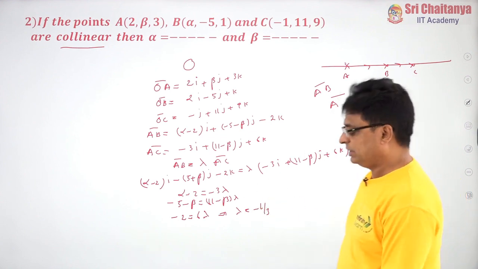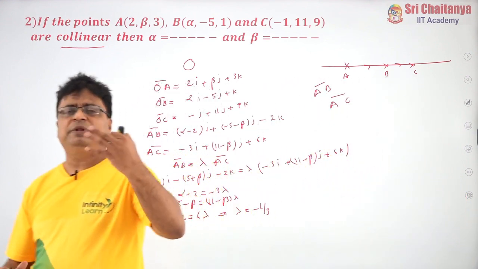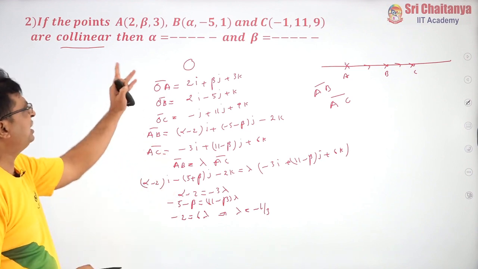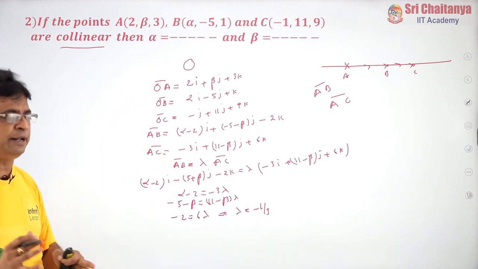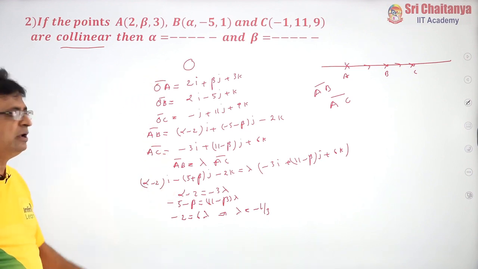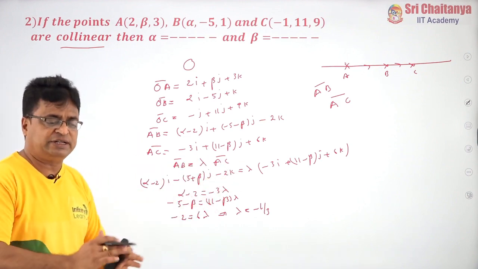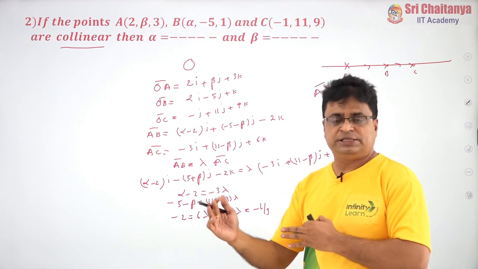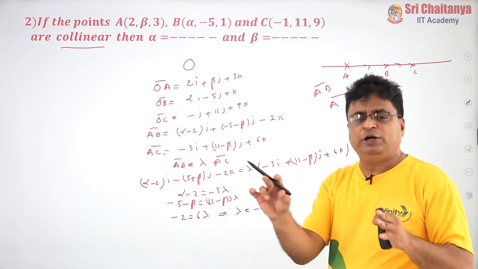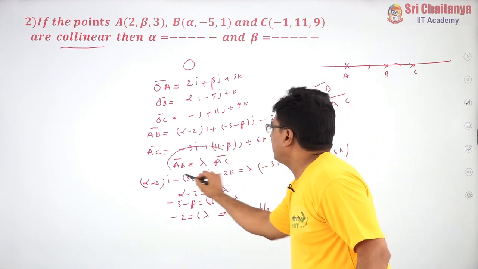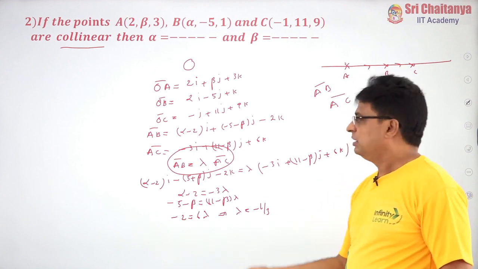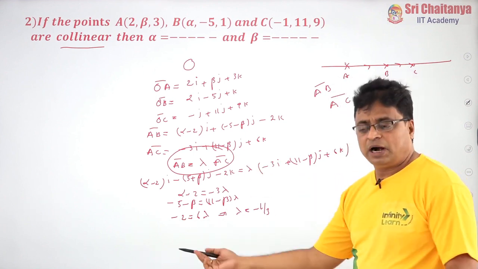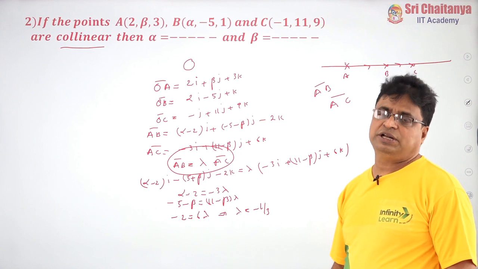This is the procedure. Whenever points are given and they are said to be collinear, you consider O as origin and find any two coinitial vectors, whether it is AB bar or AC bar or BA bar or BC bar or CA bar or CB bar, whatever it may be. Find any two vectors, apply the definition, then equate them and solve all three equations.